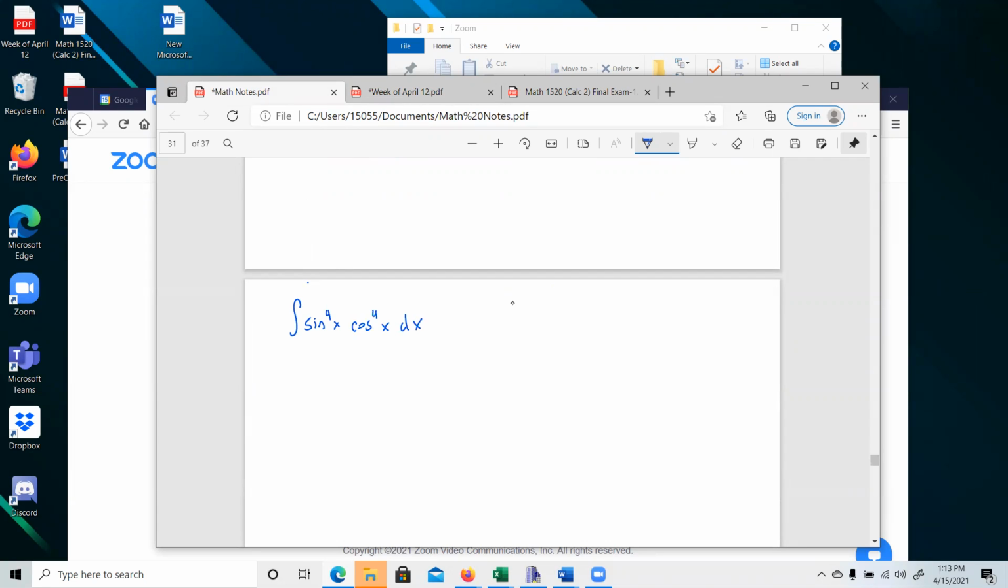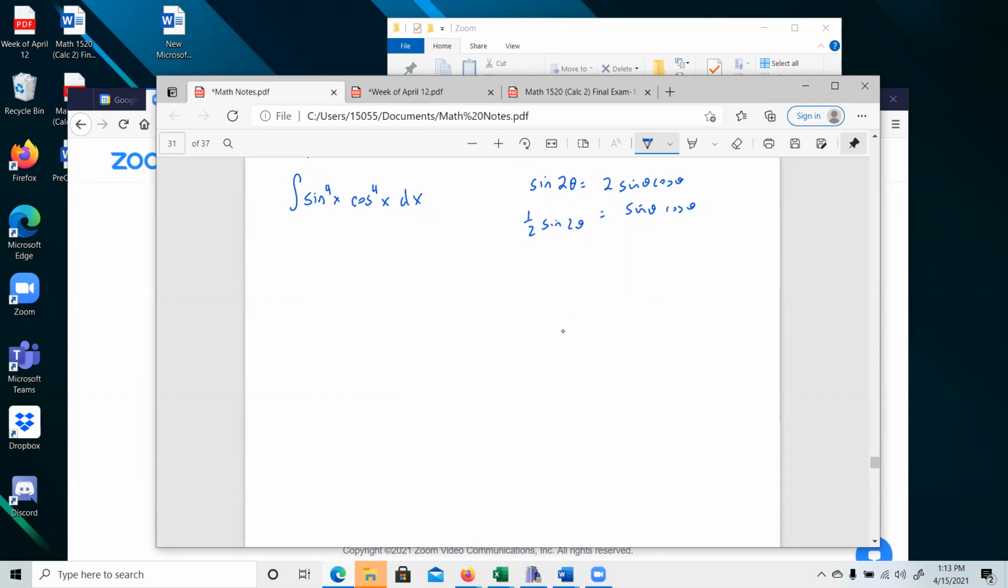So one thing we have to remember is that sine of 2 theta was equal to 2 sine theta cosine theta. So I'm going to say that sine theta cosine theta is equal to 1/2 sine 2 theta. In preparation for what's going to happen next, I'm going to remember that cosine 2 theta is equal to 2 cosine squared theta minus 1, or 1 minus 2 sine squared theta, or cosine squared theta minus sine squared theta.